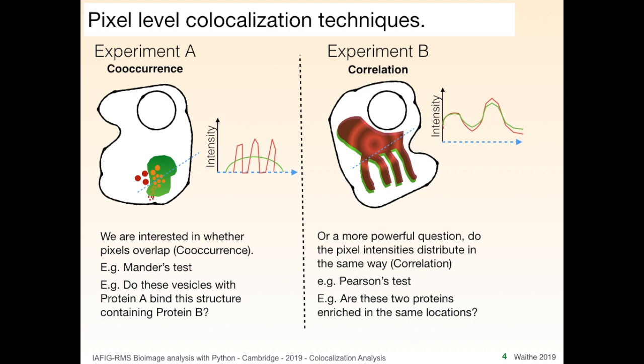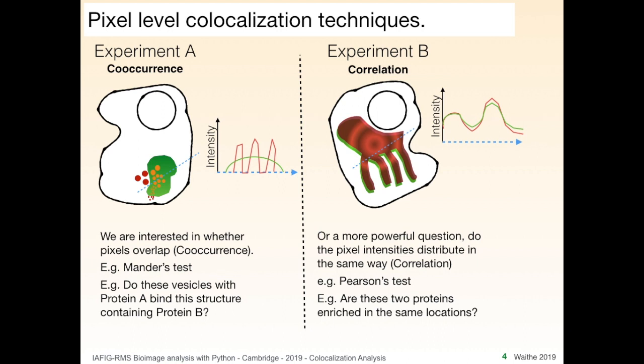So in experiment B, we're interested in really the correlation between our two channels. So here we have rich intensity distributions in each channel, and we want to know, do these distributions have a similar relationship? So this is more than just overlapping. It's asking, are they high in the same places? Are they low in the same places? And so on. So this is a kind of intensity distribution analysis.